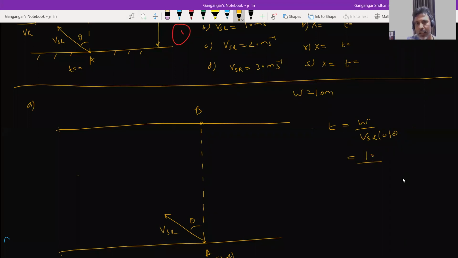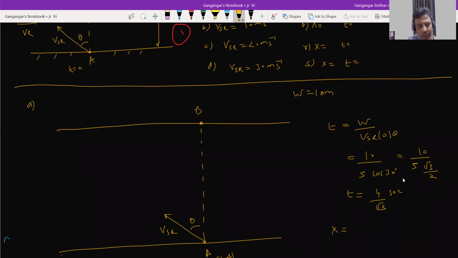W is 10, VSR is 5, theta is 30, cos 30. So this will be 10 by 5 into root 3 by 2, so time taken will be 4 by root 3 seconds. What about the drift?